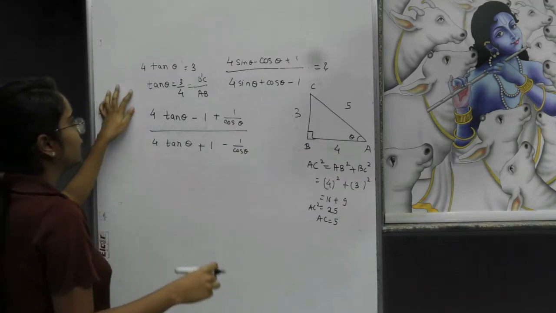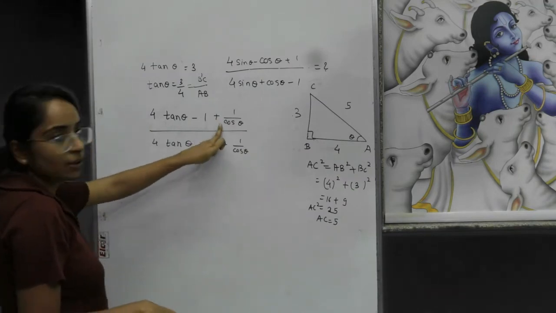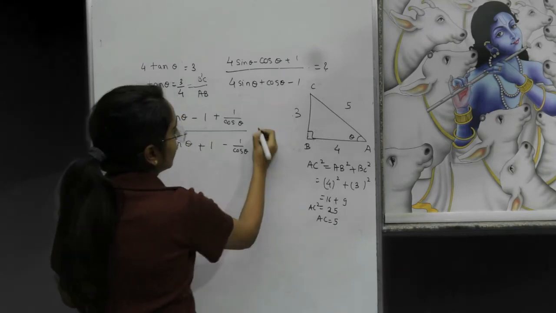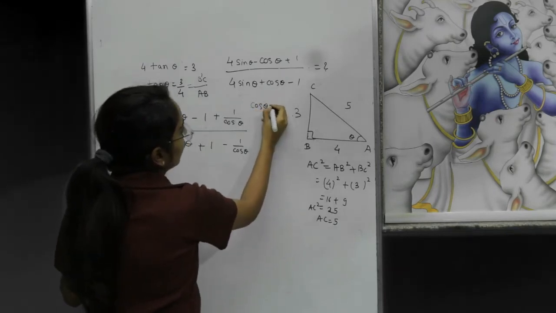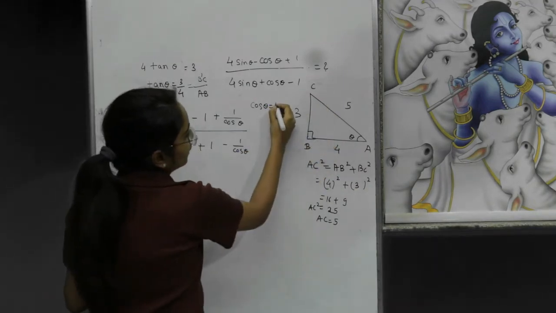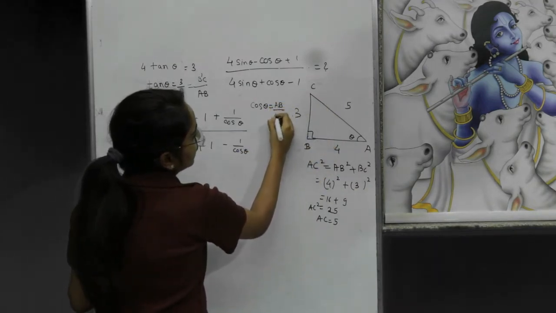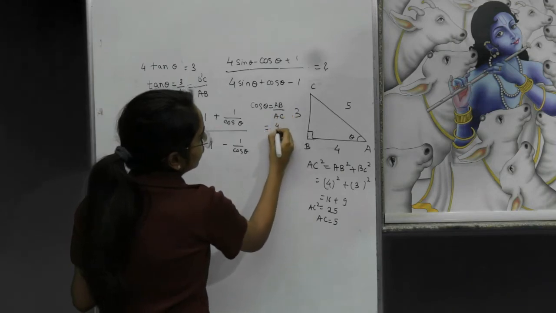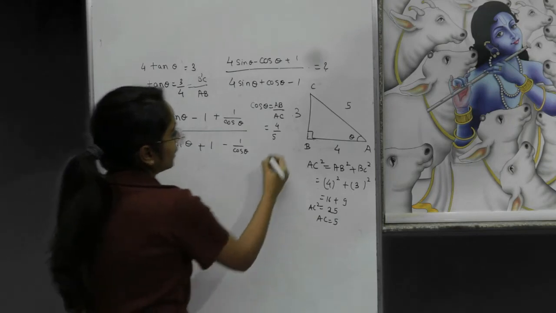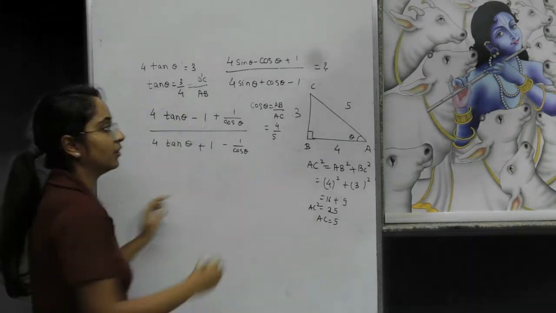Now here we know the value of tan theta, but we don't know the value of cos theta. So we'll find the value of cos theta, which is adjacent upon hypotenuse. Adjacent is AB upon AC, which is 4 upon 5. But we need to know the value of 1 upon cos theta, which is nothing but the reciprocal of cos theta.